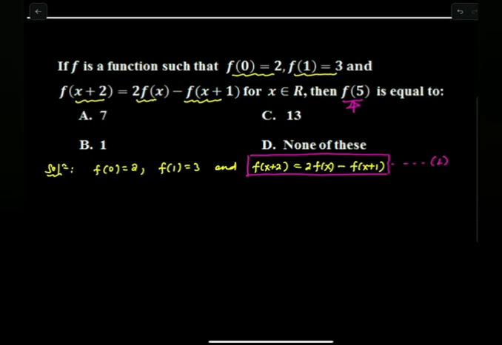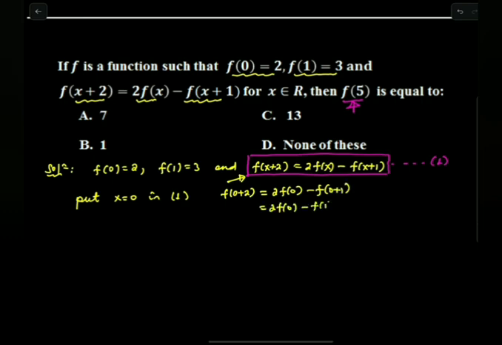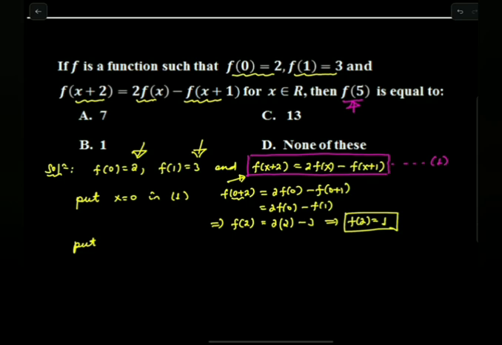Okay, to obtain f of 5 we need to obtain f of 2, f of 3 and f of 4. So for f of 2, put x is equal to 0 in equation 1. Putting 0 in equation 1, we get f of 0 plus 2 is equal to 2 times f of 0 minus f of 0 plus 1. That means f of 2 equals 2 times f of 0 minus f of 1. f of 0 is given as 2, so 2 times f of 0 is 4, minus f of 1, which is 3. So f of 2 is 4 minus 3, which is 1. Okay, f of 2 is 1.